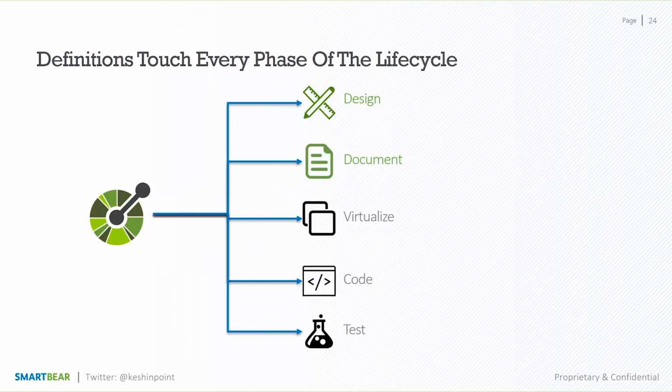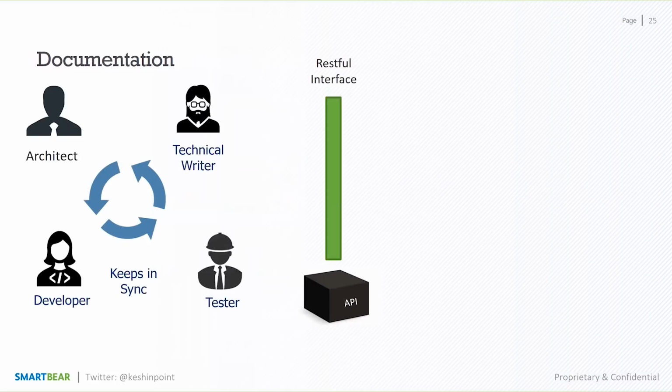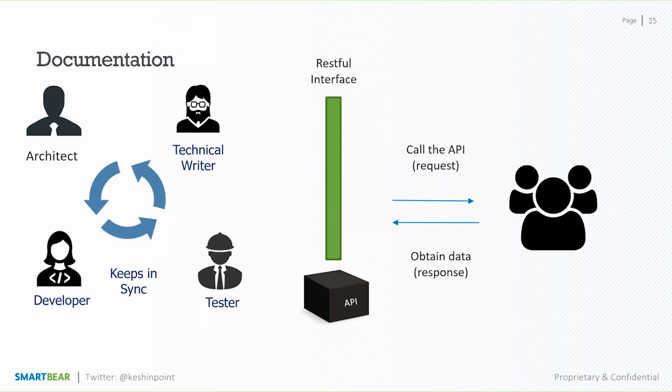So we've spoken about how definitions touch the design phase. Now let's start thinking about how definitions can touch your API documentation phase. So we know that the API definition can keep all your internal stakeholders in sync, but from the definition, you can also create documentation that allows your end consumers, the little people icon you see on the right, to hit the API and consume the API.